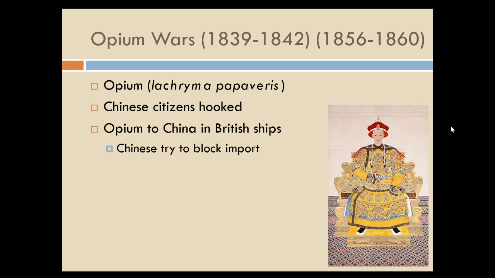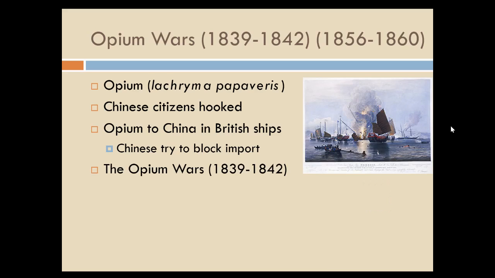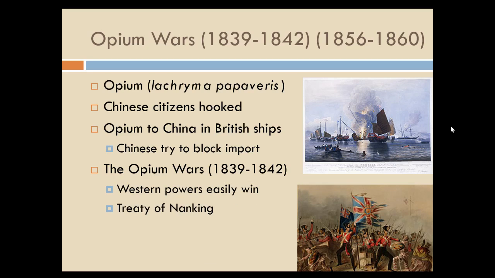And so the Qing court tries to intervene and tells the British to stop. At one point it sends them a strongly worded letter that doesn't work, and so the Chinese are forced to attack British ships, which is a declaration of war in the British eyes. And so the first of the Opium Wars begins in 1839, and the superiority of the British firepower allows the Western powers to easily win. By 1842, you have the Treaty of Nanking, where the Chinese agreed to the terms, and the opium trade continues unabated.